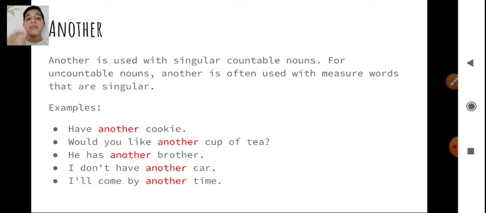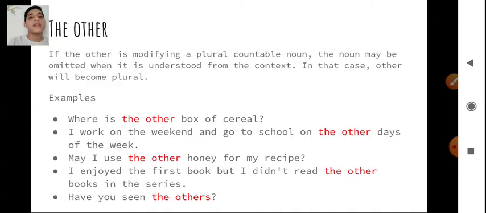And the last example says, I'll come by another time. Okay, guys, so in this last example we are using another as a time expression. Another time. Finally, guys, we have the other. Okay, the other.